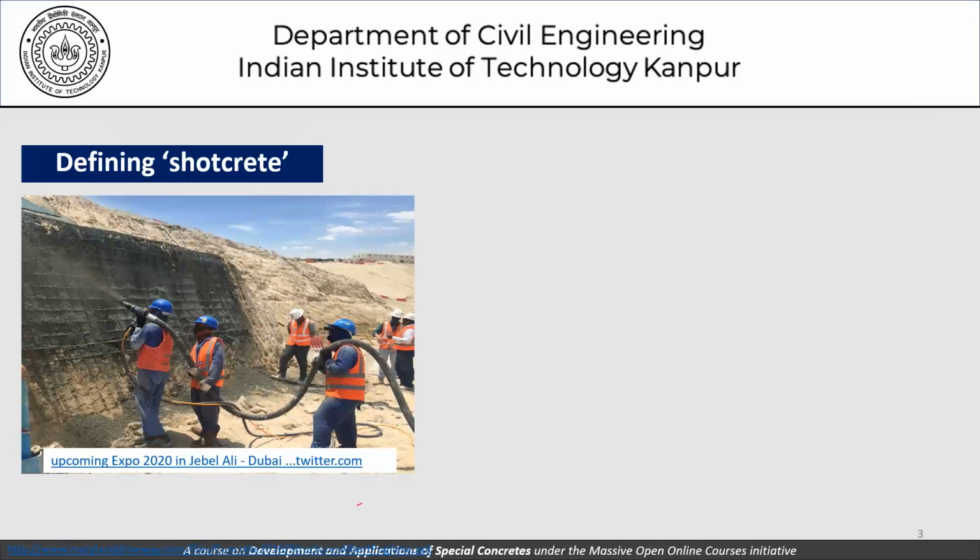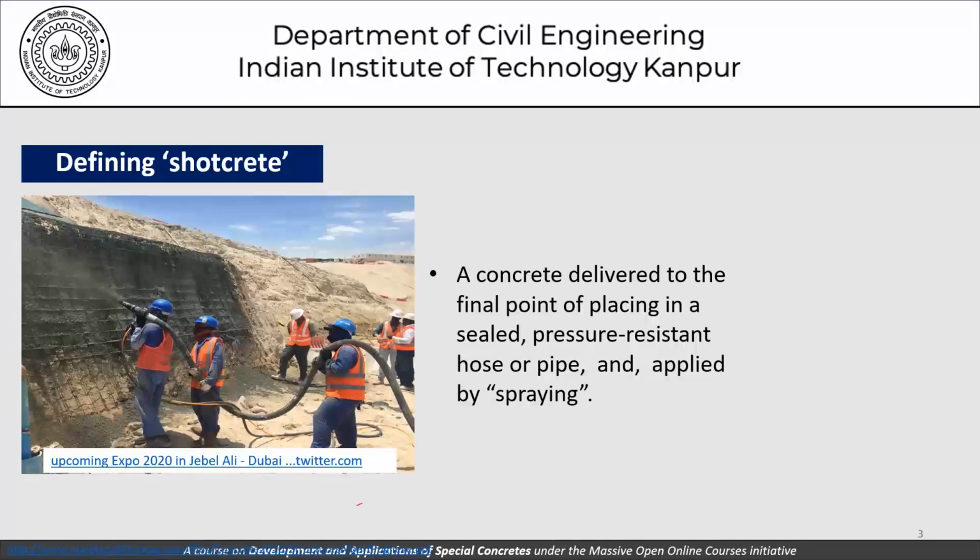To recapitulate, this slide shows shotcreting being actually carried out at a site. Now, defining shotcrete means this is a concrete which is delivered to the final point of placing in a sealed, pressure-resistant hose or pipe and is applied by spraying. So concrete is being delivered through this hose which contains the concrete, of course, and it is a sealed, pressure-resistant hose or pipe.